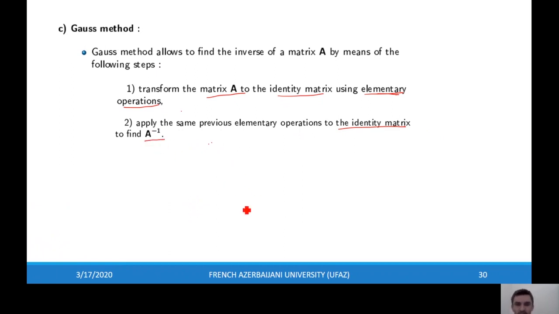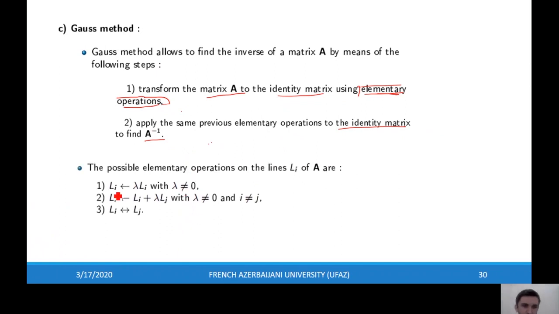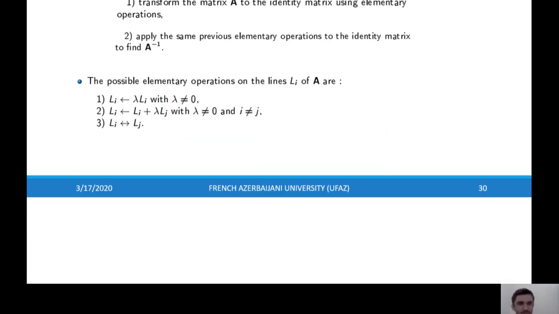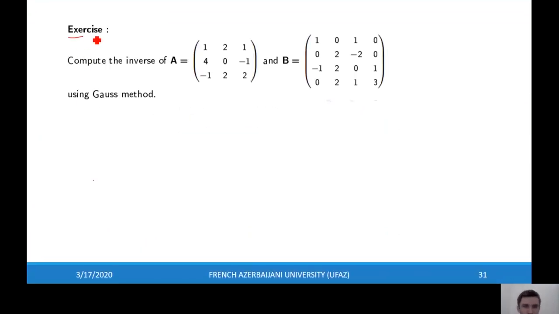And here, elementary operations mean the following transformations: multiplying the elements of a row by a non-zero element, adding the elements of a row to the corresponding elements of another row multiplied by a non-zero element, and interchanging any two rows of a matrix. That's it. Let's look at the exercise.